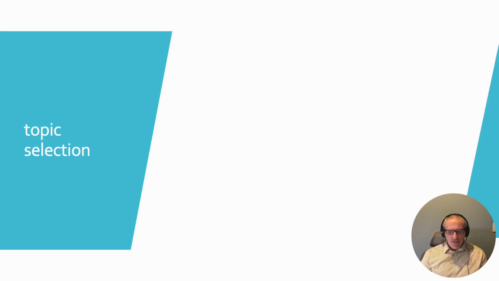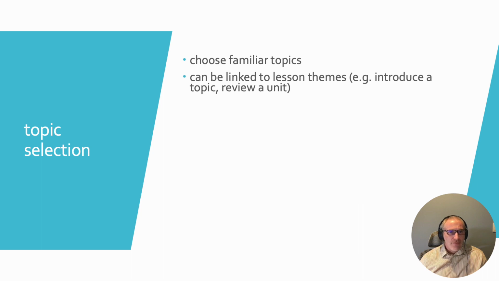Okay, so as I said, there's a few issues that you do need to consider if you're going to use either of these activities in your class. The first of these is topic selection. It's important to choose familiar topics, because obviously students are not going to be able to speak or write fluently about topics that they are unfamiliar with. I think they can be linked to the lesson theme that you're doing, for example, to introduce a topic, or as a unit review, as a reflection on what they've studied in that particular unit or lesson.